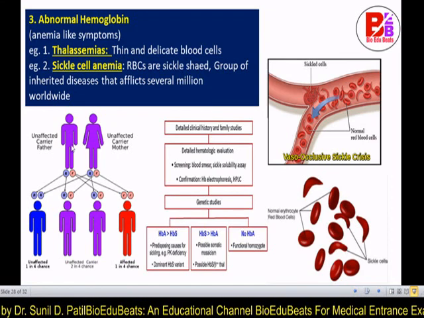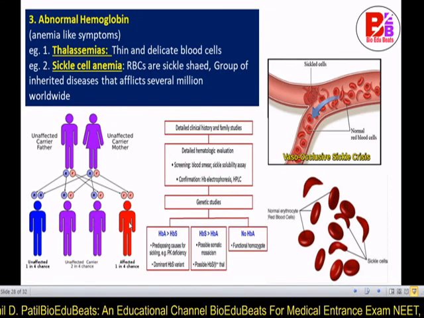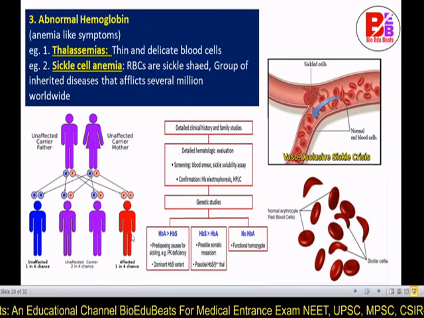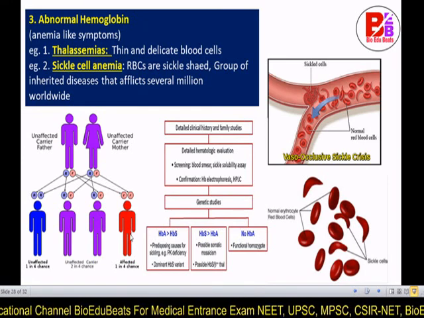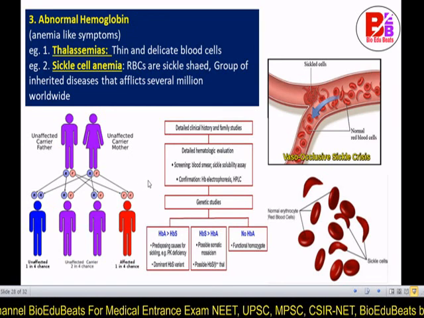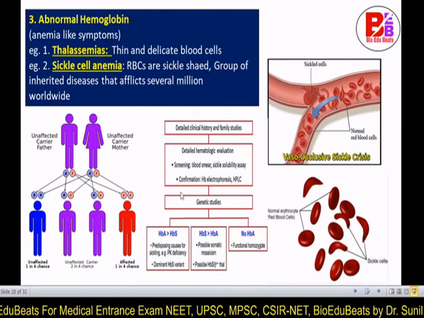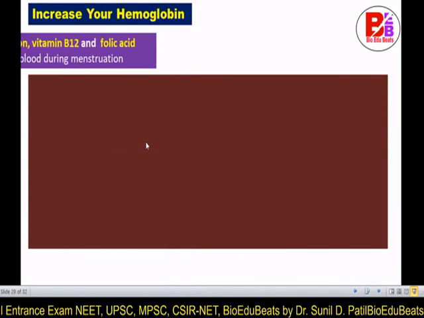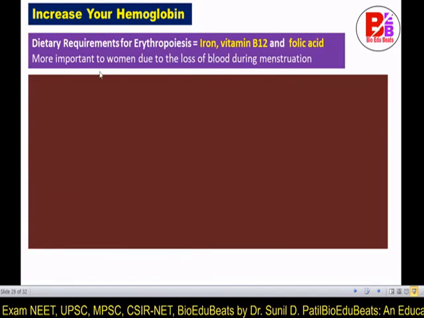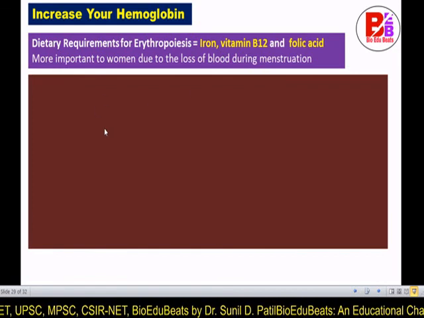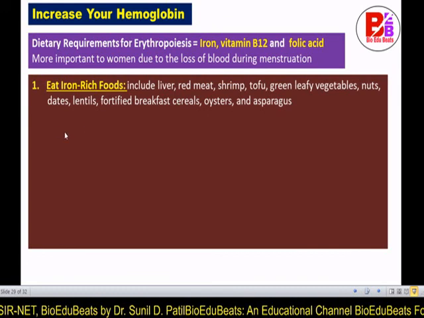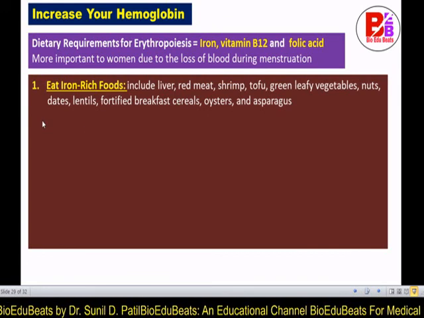When two persons are only carriers, then also in the next generation one child may have sickle cell anemia. So these are the reasons, and ways to check it. Then increase your hemoglobin. The dietary requirements are iron, vitamin B12 and folic acid, which are more important. Women lose blood during menstruation. So there are 6 points.